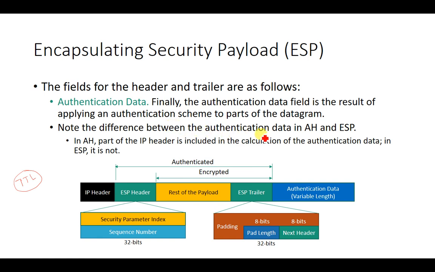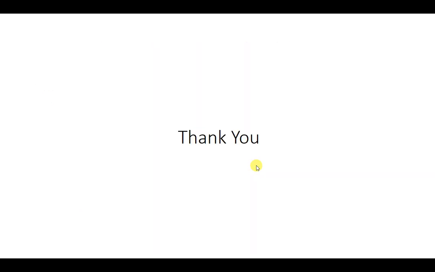So what is the difference between authentication data in AH and ESP? In AH, part of the IP header is included in the calculation of authentication data. Part of the IP header means TTL is not included, as you remember from the AH discussion. But in ESP, the entire IP header is not used; the authentication data is found over the ESP portion, and after finding it, it will be placed in the trailer. So that's all about ESP. Thank you.